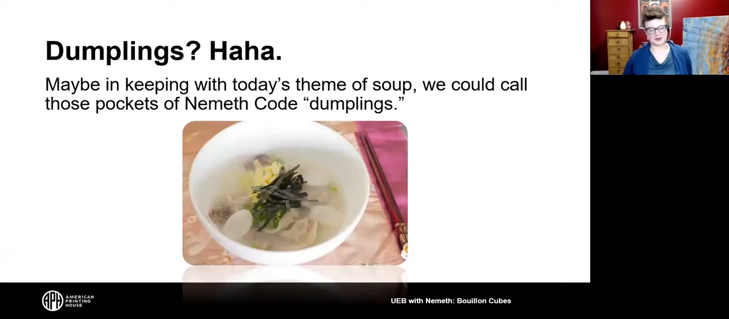I already made this joke about how our theme today is soup. Maybe instead of talking about Nemeth Code bubbles, we should be talking about Nemeth Code dumplings and how there's these little contained spaces of Nemeth Code which exist within the greater context or broth of UEB. Y'all, my brain is not quite flexible enough to make that terminology change just for this webinar. So I'm going to continue to say the word bubbles just to talk about those pieces of Nemeth Code that happen within the UEB context. But I invite you and urge you to enjoy a chuckle about them being called dumplings.